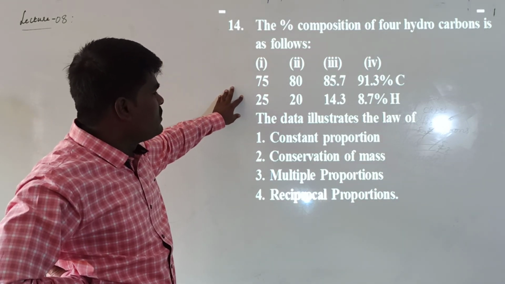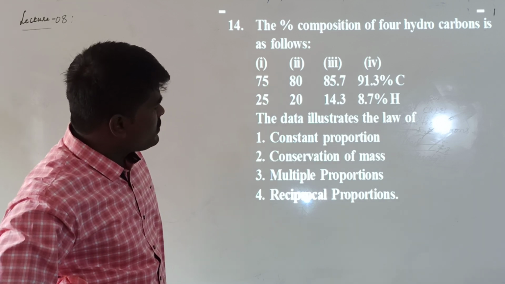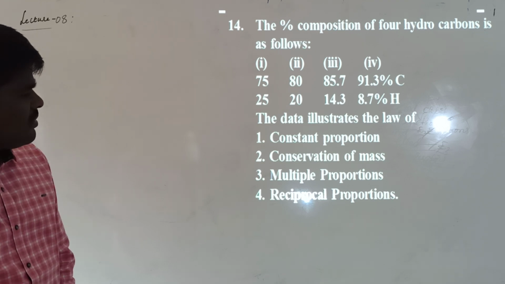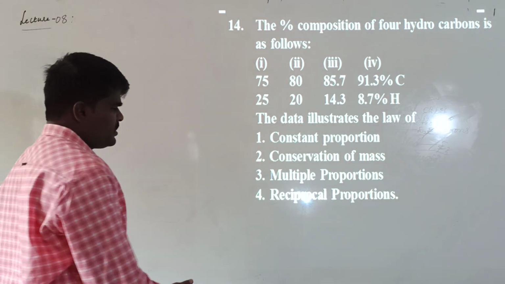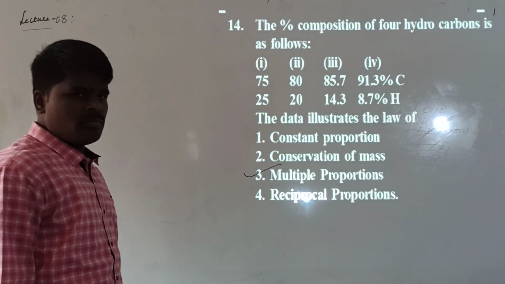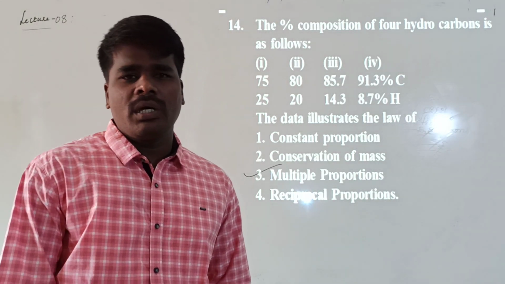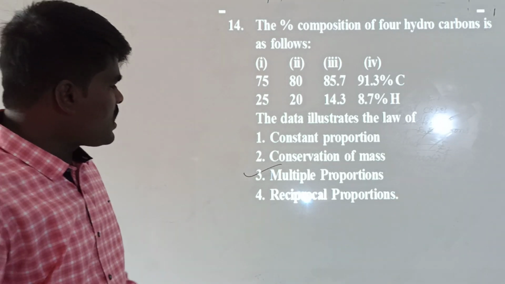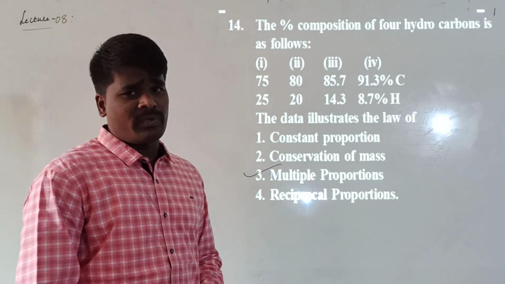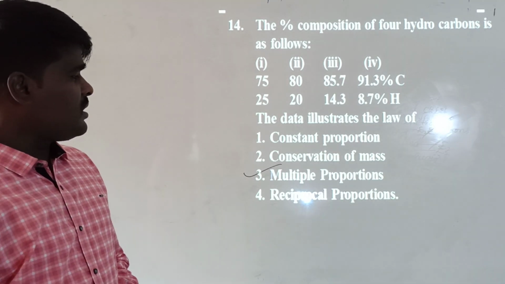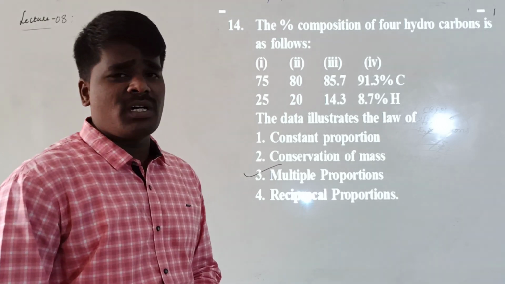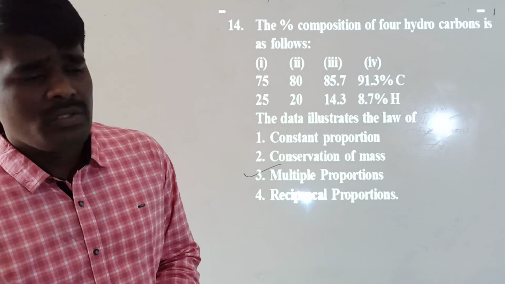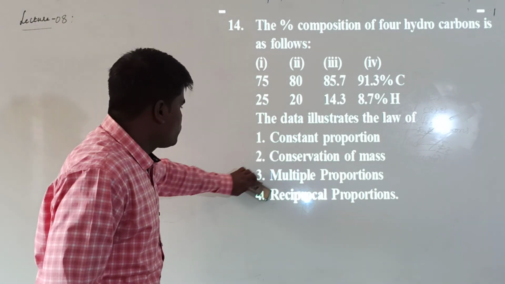This is the hydrogen. So from this data, illustrate which law it follows: constant proportion, conservation of mass, multiple proportion, or reciprocal proportion. Generally it follows multiple proportion. When two elements combine to give two or more substances, which law do we use? Law of multiple proportion. That is, the mass of one element which combines with a fixed mass of the other element will always bear a simple whole number ratio by its mass. So this is called the law of multiple proportion.